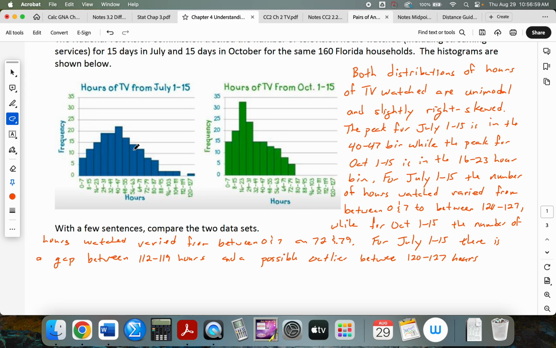But the thing is, the peak is over all the bins here. This probably has a greater mean. Oh, yeah, they're not. Okay. And it has an outlier. Okay, that makes sense. Okay? So you want to talk about all those things.